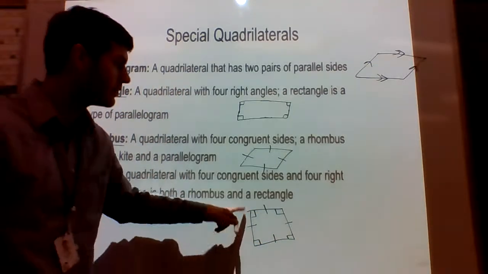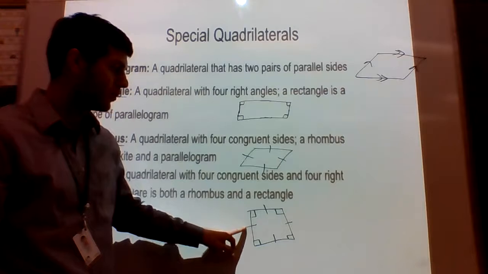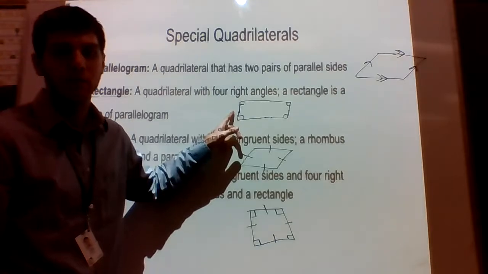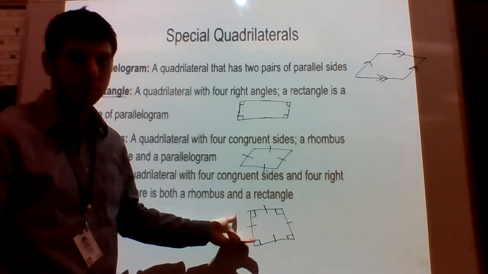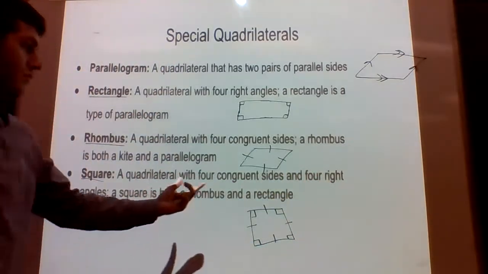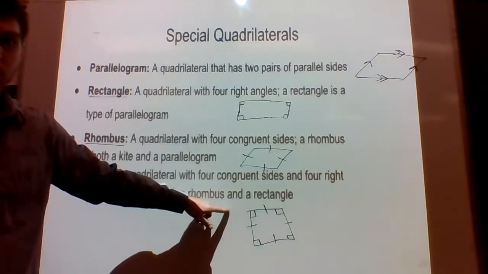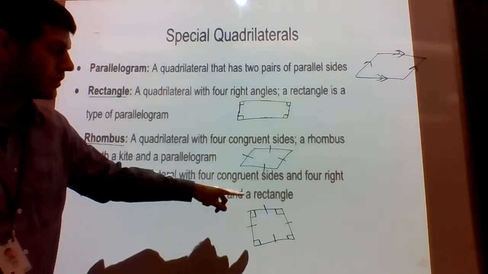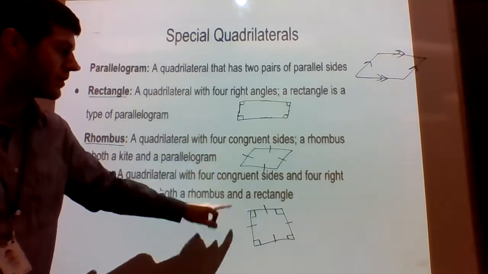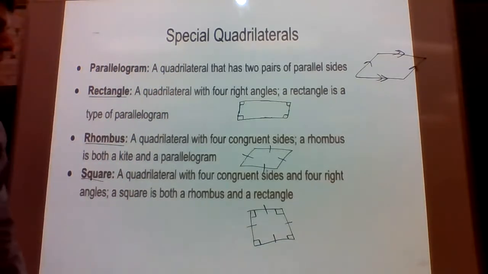If it has four congruent sides, it is a rhombus, because a rhombus is defined as having four congruent sides. If it has four right angles, then it's a rectangle, because a rectangle is defined as having four right angles. So a square, by definition, has four right angles and four congruent sides. Since we have four right angles, this is a rectangle. A square is a rectangle. Since it has four congruent sides, a square is a rhombus. So a square is a rhombus and a rectangle by definition.